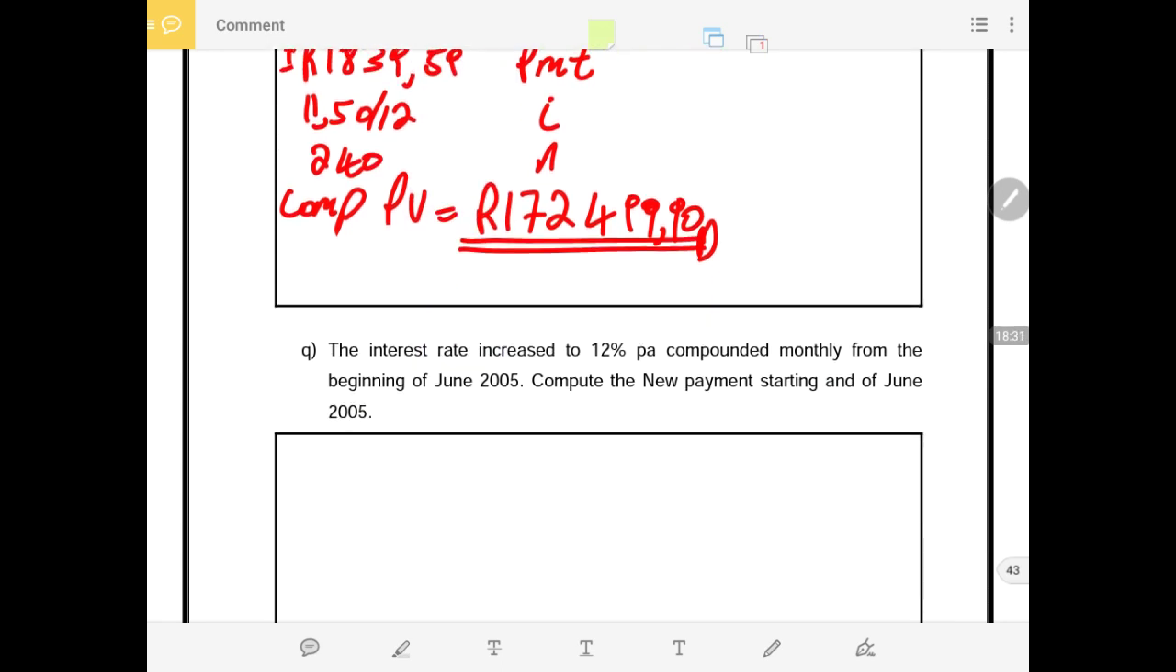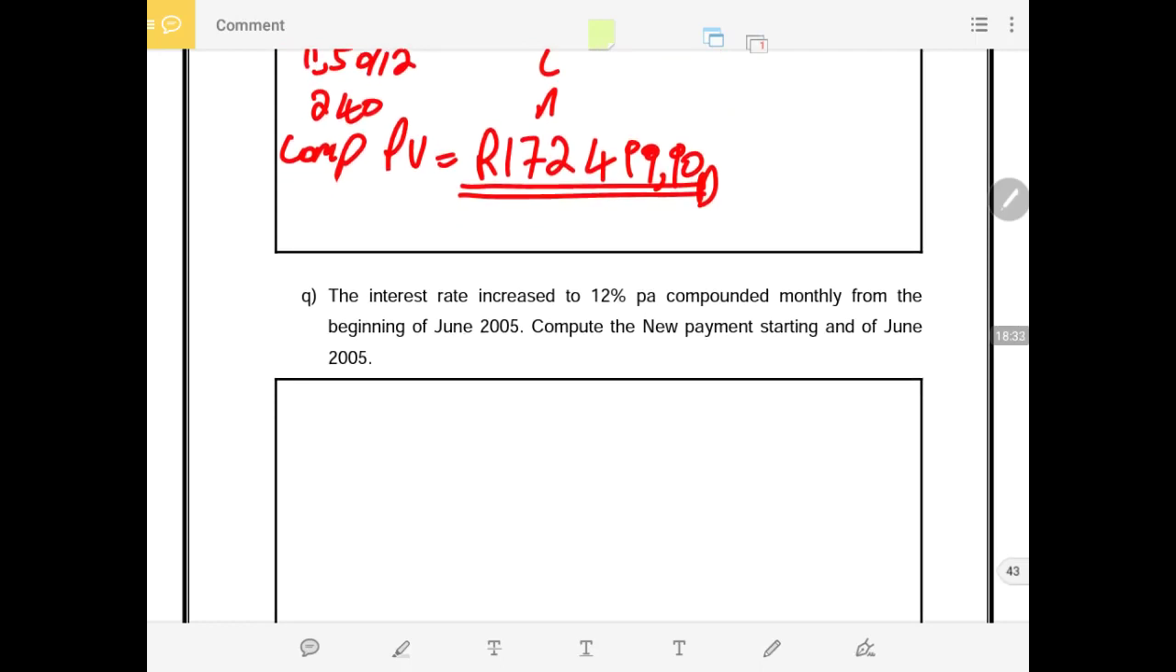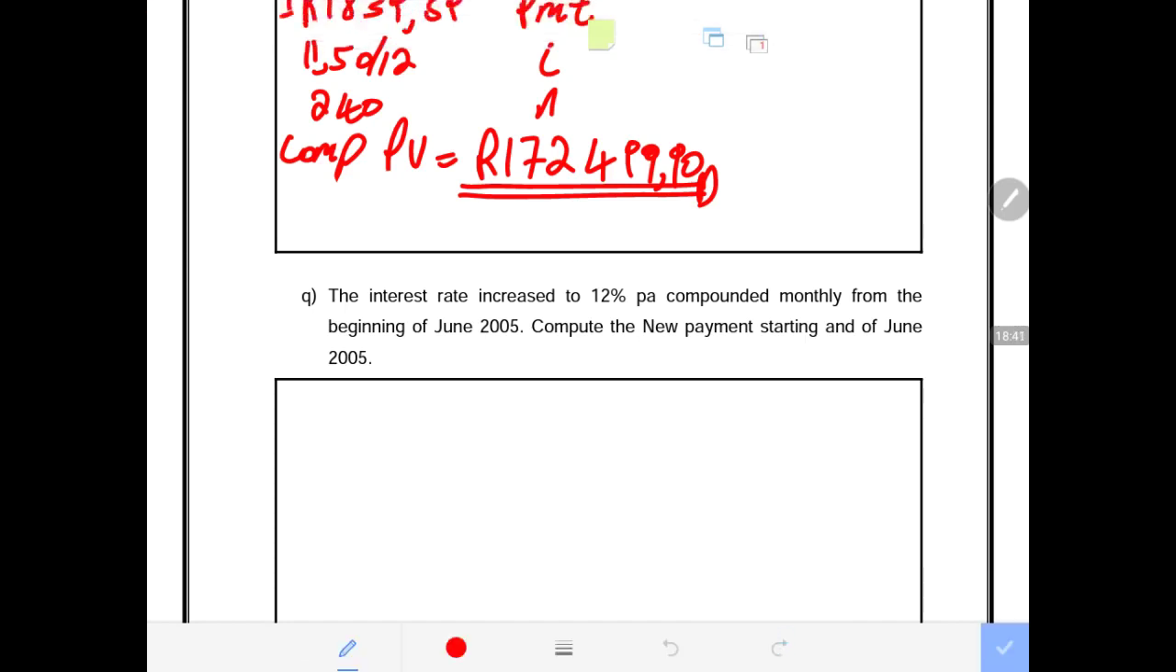Now we need to know the balance after the 49th payment was made, meaning the interest increased to 12% after the 49th payment was made, meaning at the beginning of the 50th payment, which is the beginning of June. So that means we need to say amount.